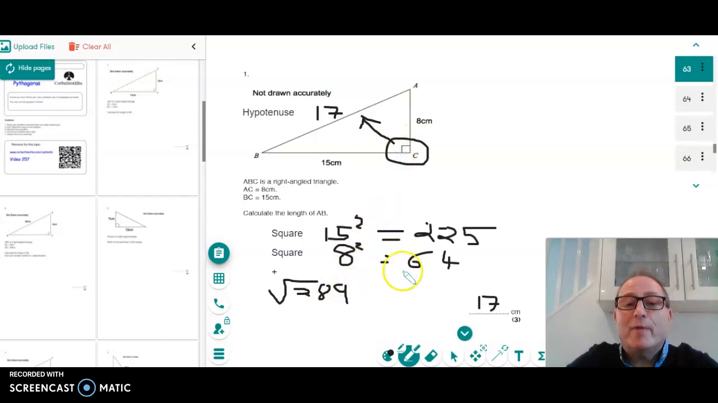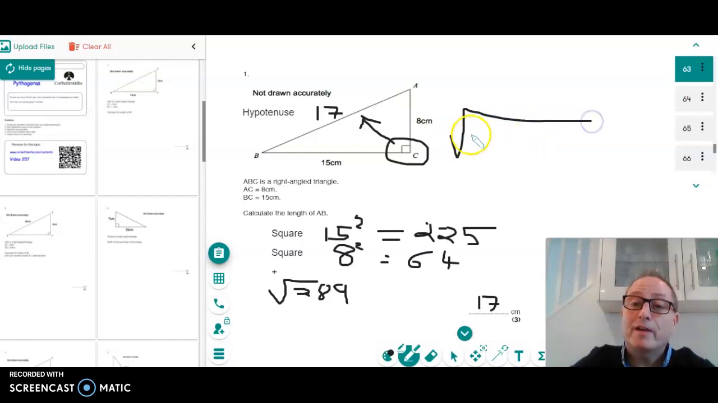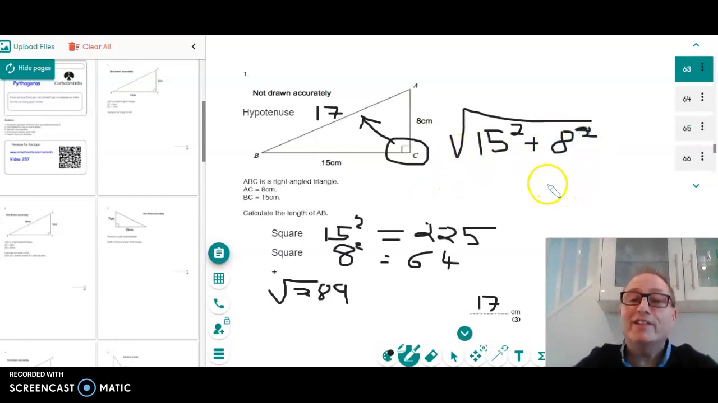So now this is all well and good doing square plus square root, but on a calculator paper, all you would need to do is the square root symbol, 15 squared plus 8 squared. Put that into your calculator and you'd get 17. So that's to find the longest side, the hypotenuse, for this calculation.